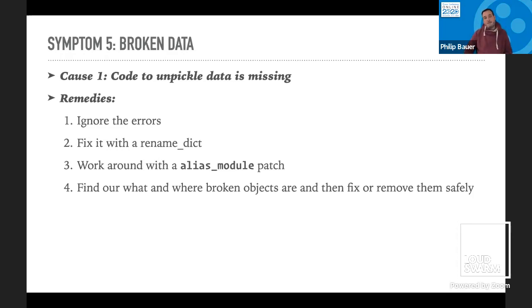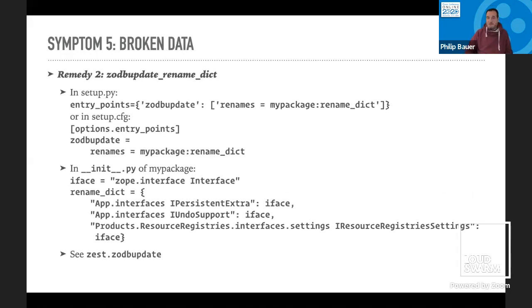Option 2 is to fix these issues with a rename dict. I'll show an example for that. Option 3 is to work around with an alias module patch. And option 4 is the most interesting one: actually finding out what is broken, why it is broken, and trying to fix it. So option 2, obviously there's no slide for ignoring, because I just ignore that slide.